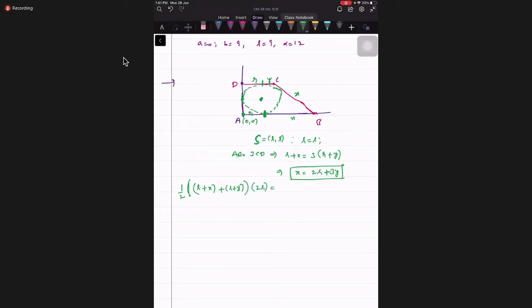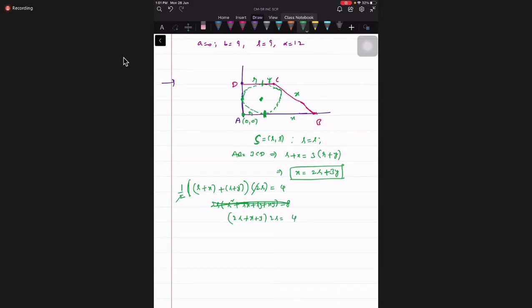Yes, sir. This is given as 4 units. So that means 2R into R square plus RX plus RY plus XY is 8. Right? So 2R plus X plus Y, into 2R is given as 4.